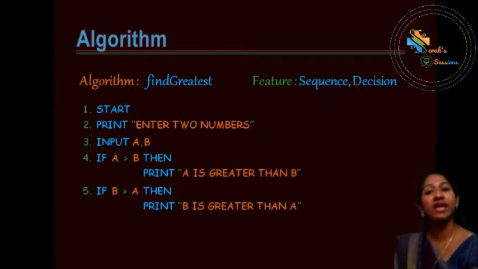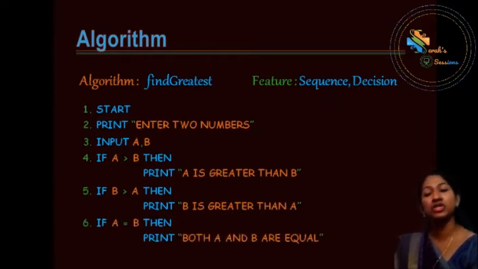Okay, if A is greater than B, then what should you print? A is greater than B. And if B is greater than A, then you have to display a message as B is greater than A. If A is equal to B, then both A and B are equal.